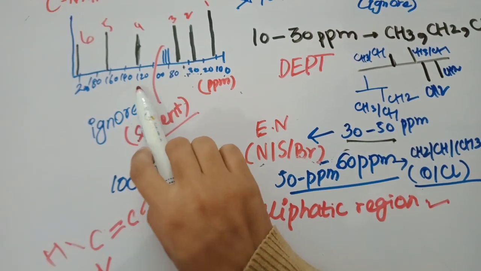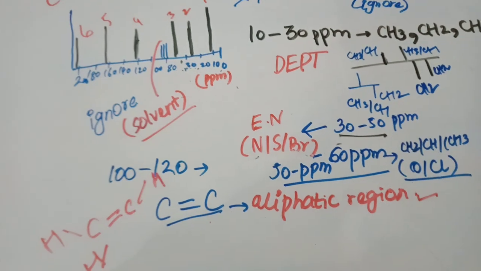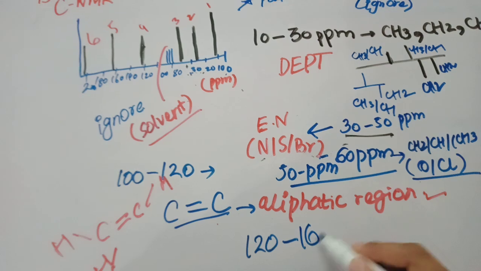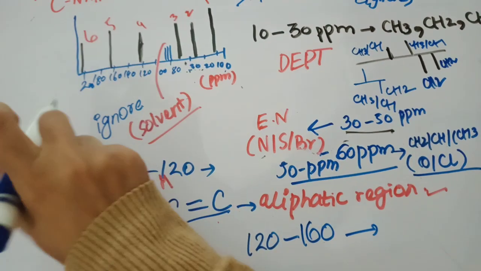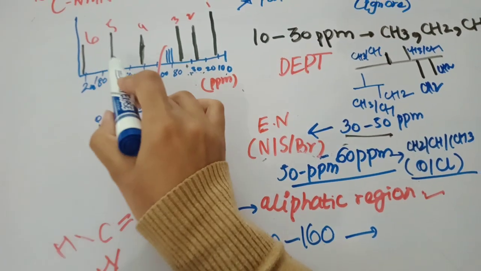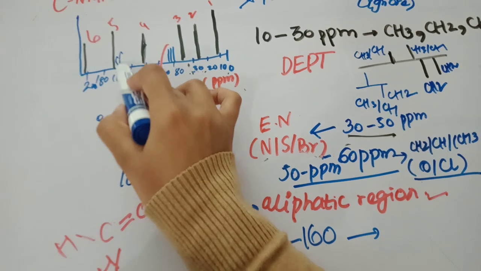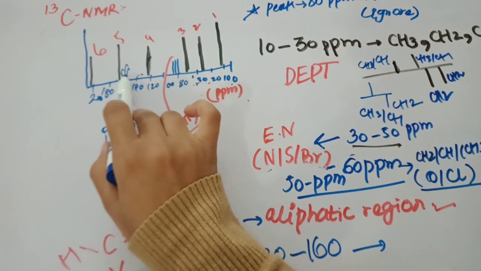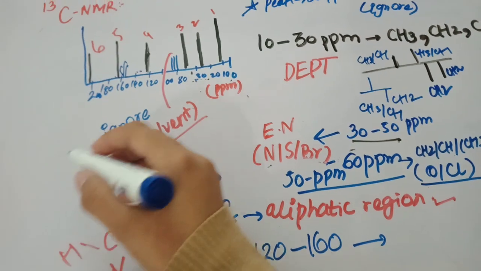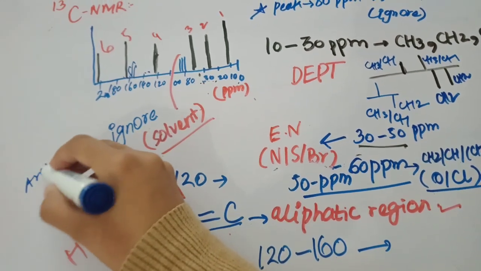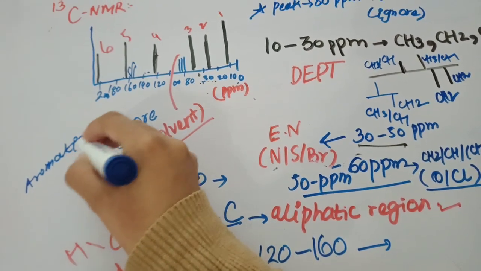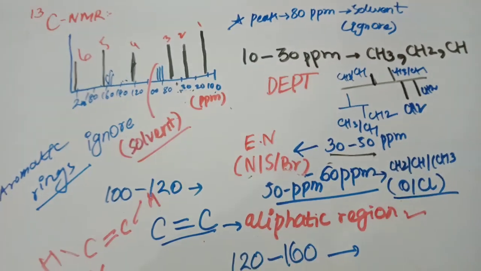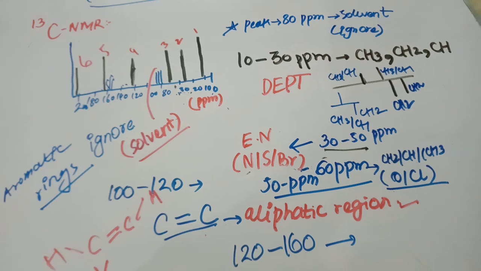After 120 ppm, from 120 to 160 ppm, the peaks show us the benzene ring, the aromatic region basically. It's not necessarily a benzene ring, because it could be any aromatic ring, with 5 carbon atoms, with 4 carbon atoms, or even more carbon atoms.